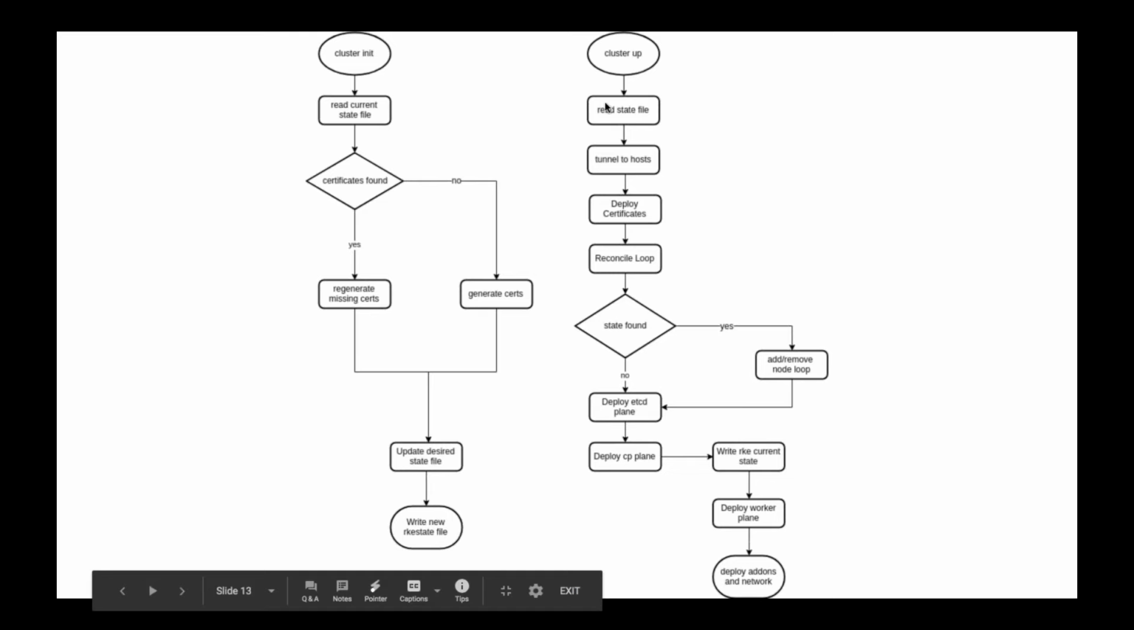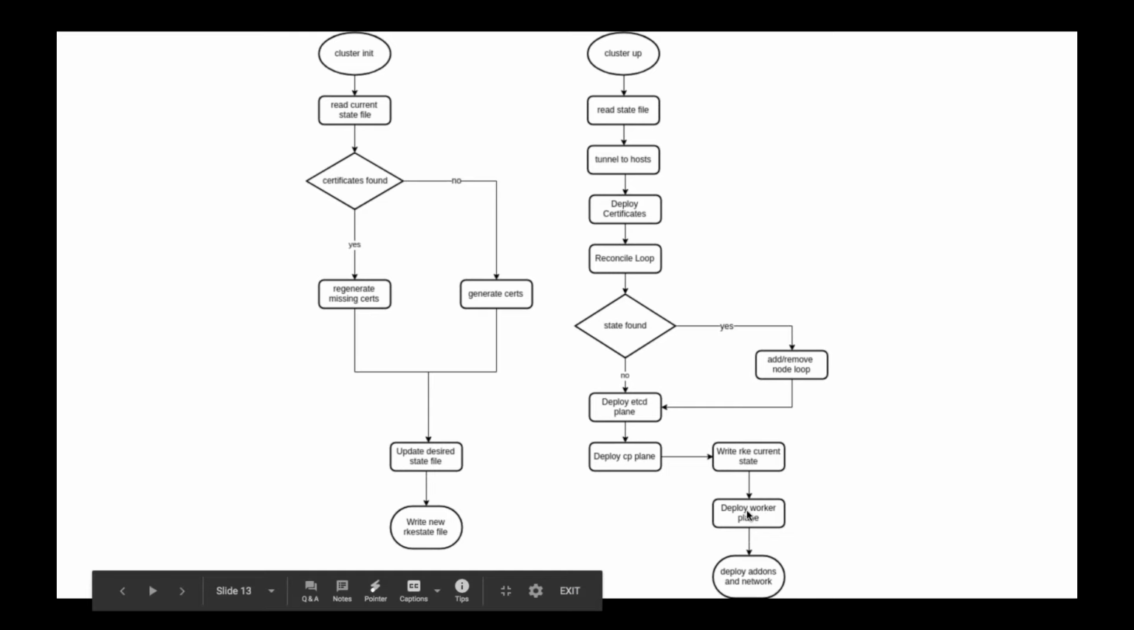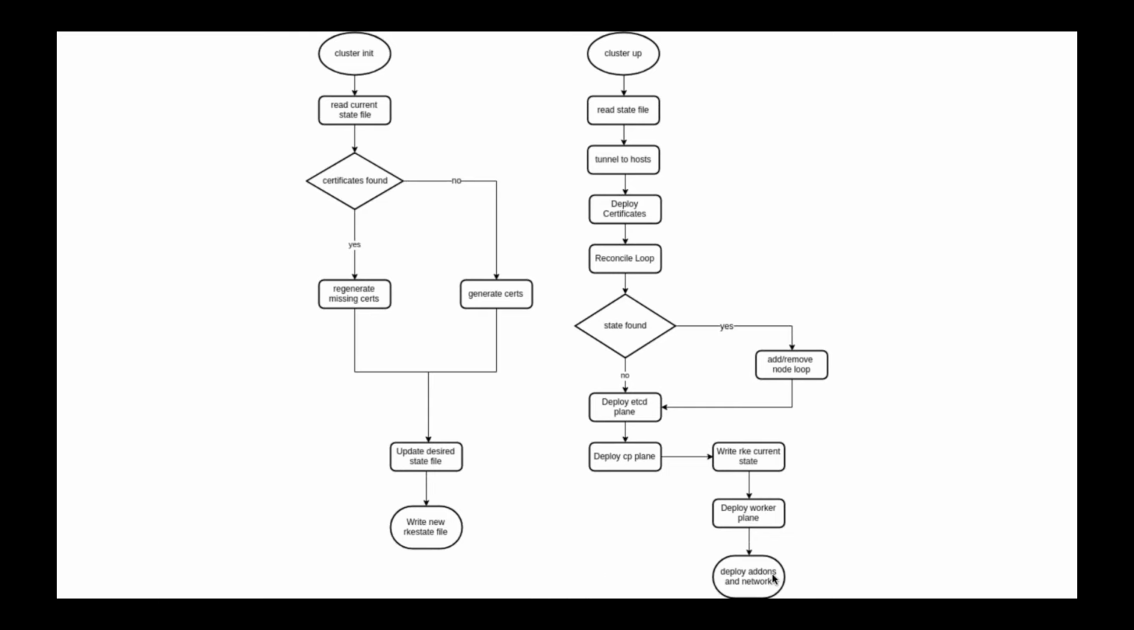After that, cluster up reads the state file, compares the current state and desired state. It tunnels to the hosts, as we discussed. It deploys the certificates. It reconciles the loop. Reconcile loop means it checks for any added new nodes or removed nodes from the cluster, and we'll talk about that in a minute. It deploys after that the planes, etcd planes, control planes, and worker planes, and then adds the add-ons and network components to the cluster. So this is how cluster init and cluster up works.